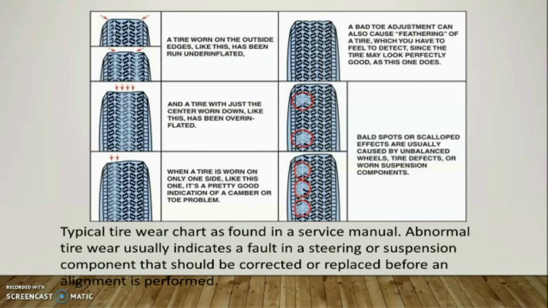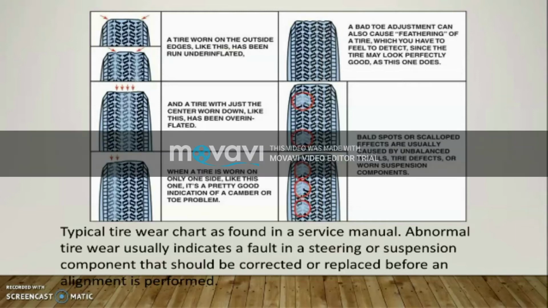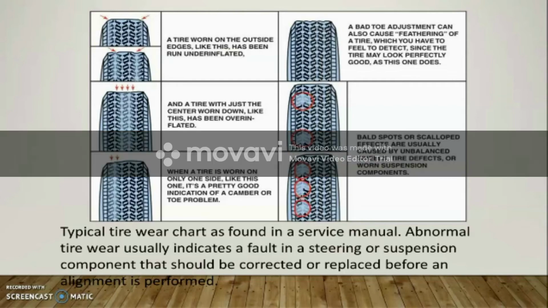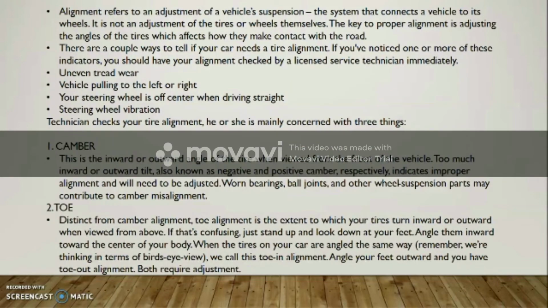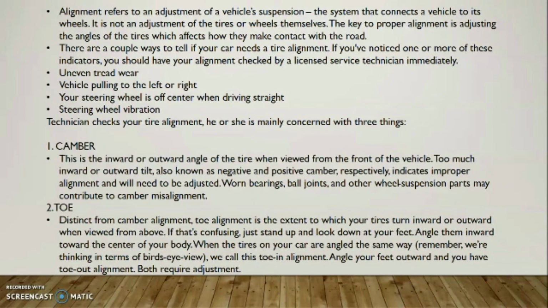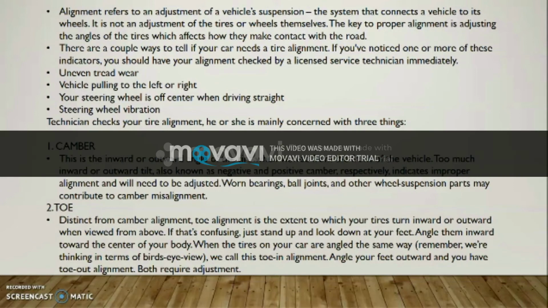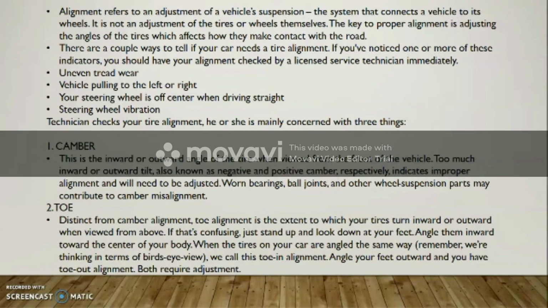So, from the figure, we can show the typical tire check as found in a service manual. An abnormal tire will usually indicate a fault in a steering or suspension component that should be corrected or replaced before an alignment is performed. So, technician, when we do an alignment, there are three main things that we should be concerned with, which is camber.